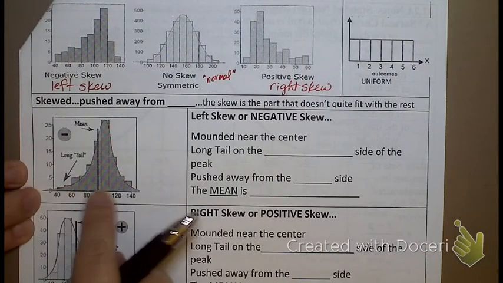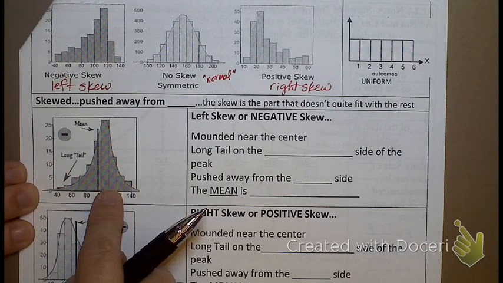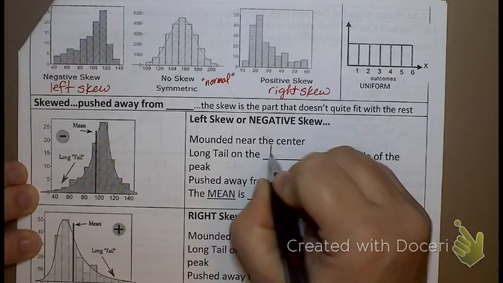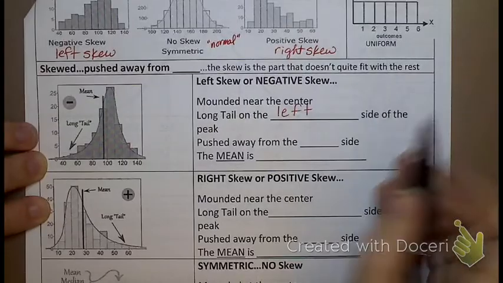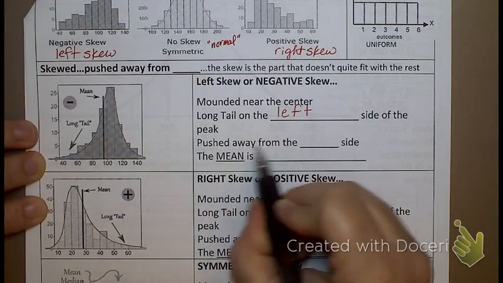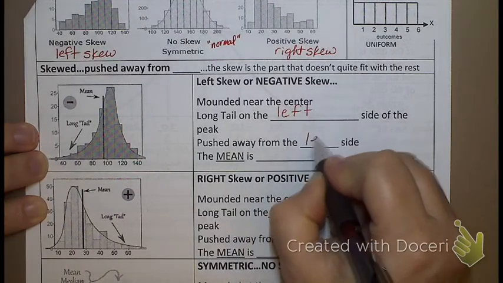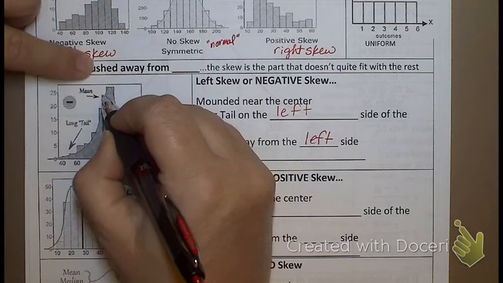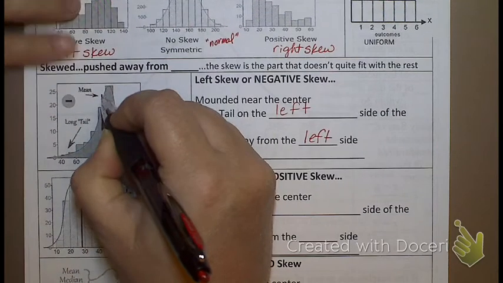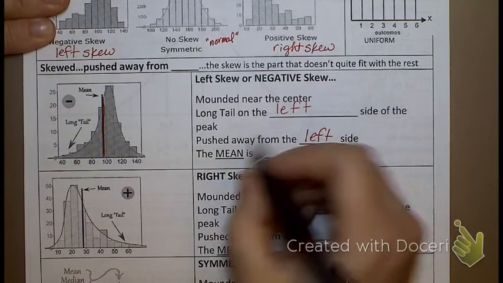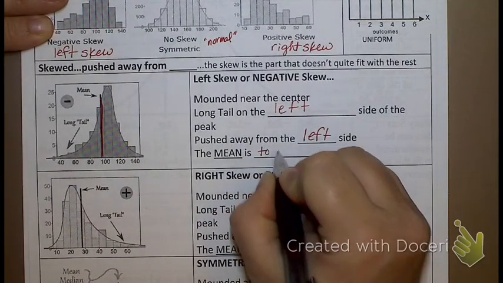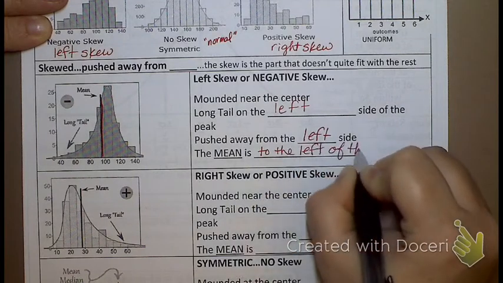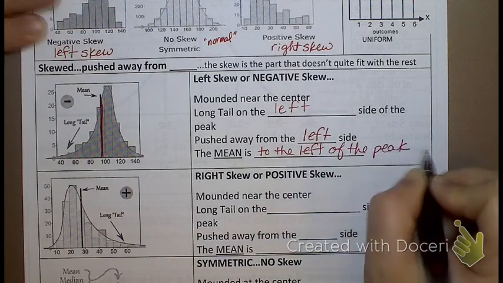Here is an example of one that is skewed how? Skewed to the left because we have a long tail that is on the left side of the peak. It is pushed away from the left side. And what do you notice about the mean with regards to the peak of the data? The mean is to the left of the peak. Does that make sense?